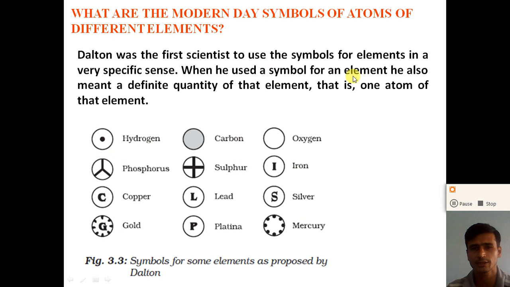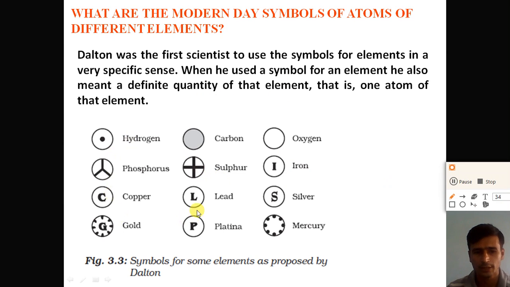When he used a symbol for an element, he also meant a definite quantity of that element, that is, one atom of that element. So by representing the different elements with symbols, Dalton took care to use the symbol of an element to mean a definite quantity, one atom of that element, right?